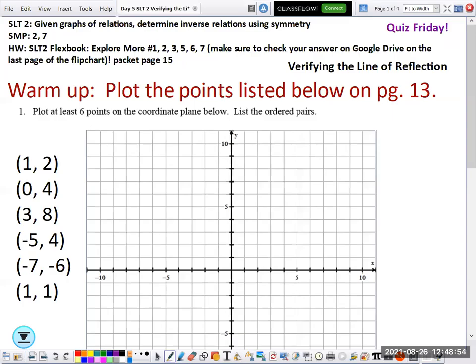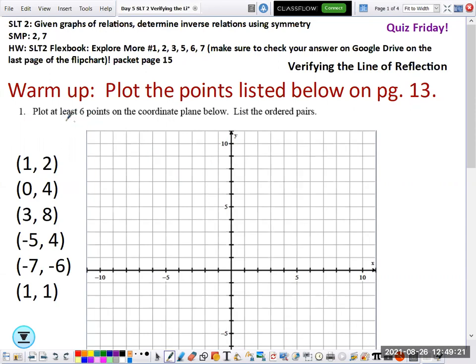This is going to be a lesson on verifying the line of reflection. We learned in previous lessons that a function and its inverse, when graphed, show a reflection over the line y equals x. Today we are going to verify that the line y equals x is indeed the line of reflection. I'd like everyone to please turn to page 13.